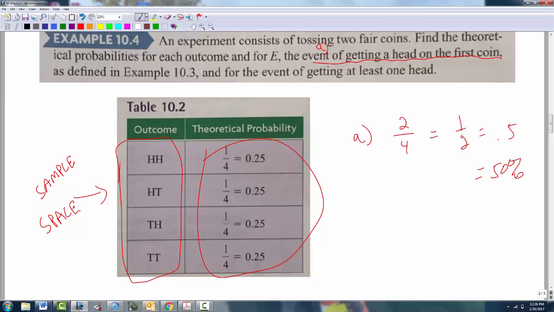All right, B. What does it mean to get at least one head on this flip of 2 coins? That means I get one or more. Come on, somebody. 1 or more. So how many possible ways does that happen? 3. So the probability is 0.75.